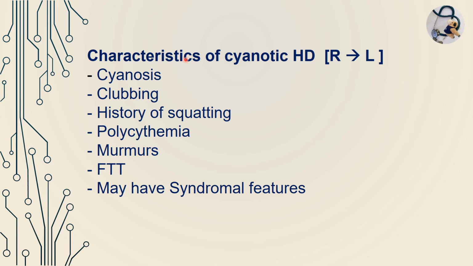Now come to clinical features in general in children having right to left shunt. This means deoxygenated blood is getting mixed with the oxygenated blood. So these children are cyanotic. This is known as cyanotic heart disease also. Here the child is cyanosed, there is clubbing, there is history of squatting, there is polycythemia, and then you get cardiac murmurs. These children also fail to thrive because of decreased oxygen saturation, because deoxygenated blood is getting mixed in the system, and they may be associated with syndromes. All types of congenital heart disease may be associated with syndromes.